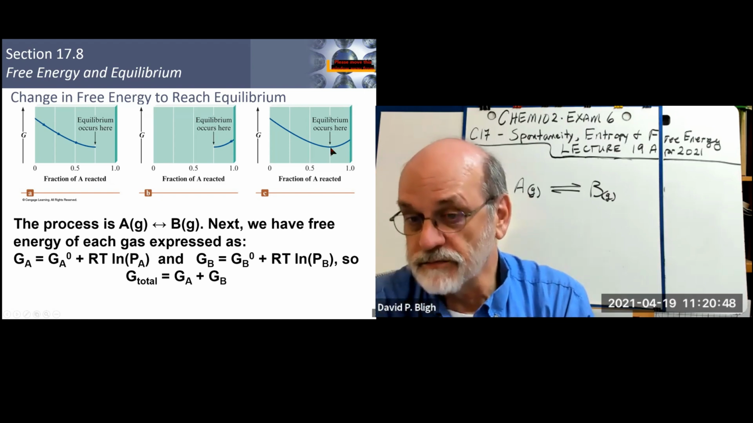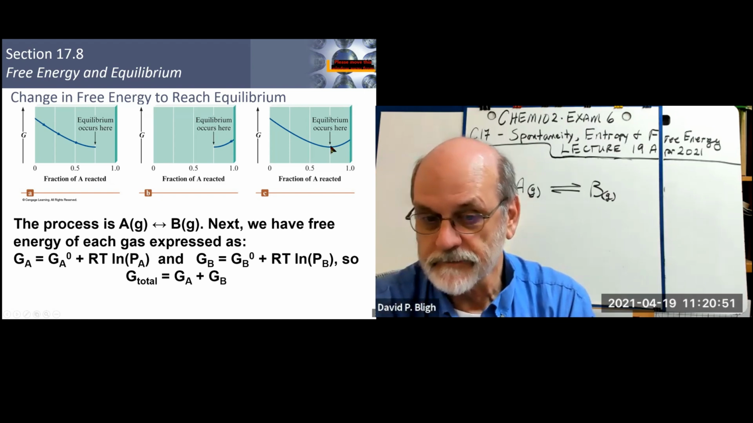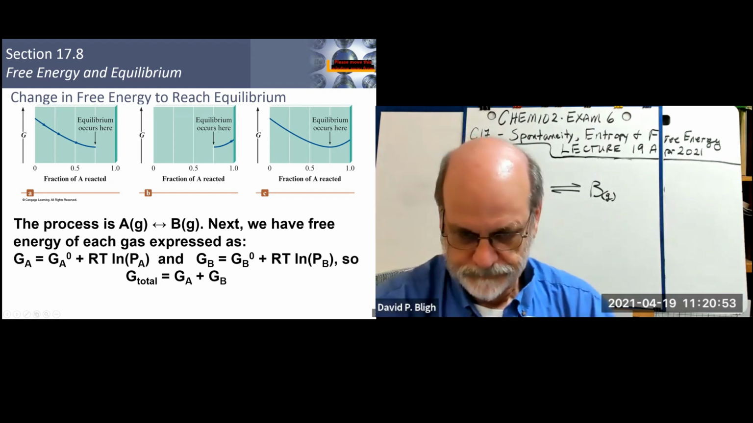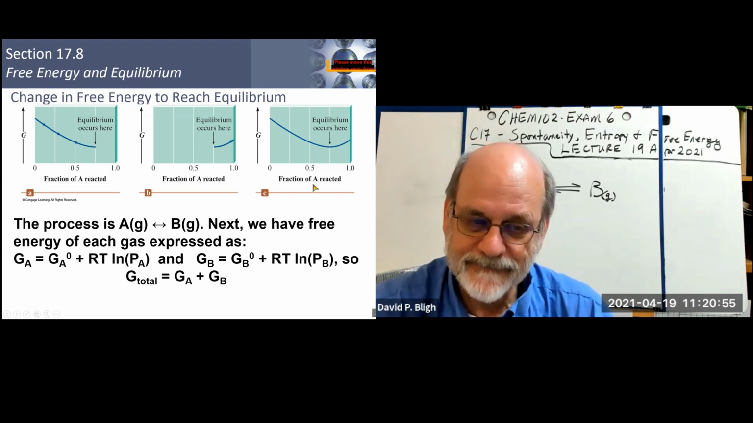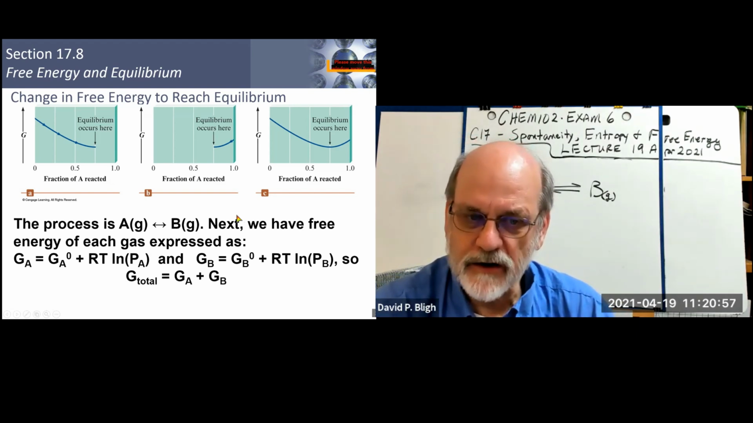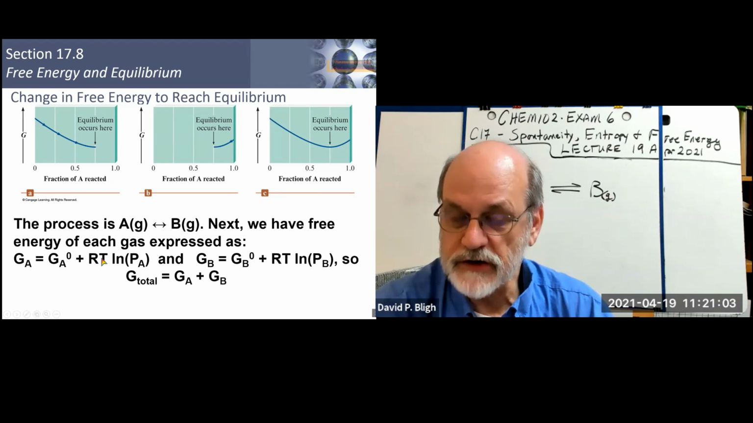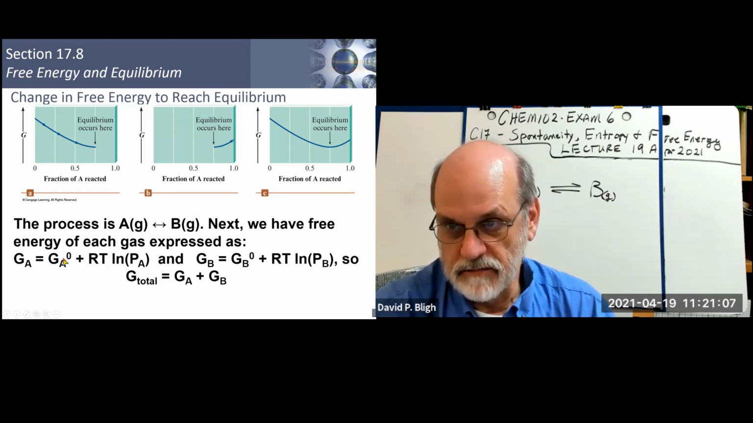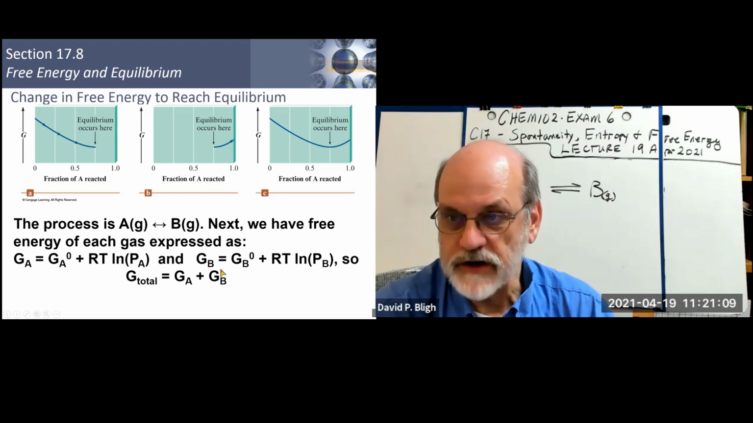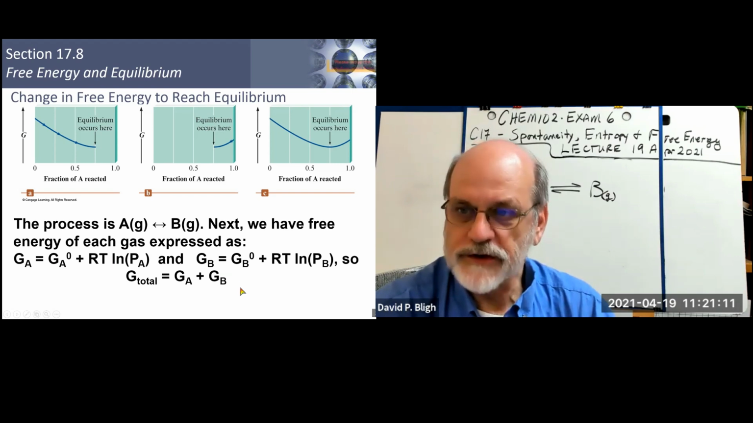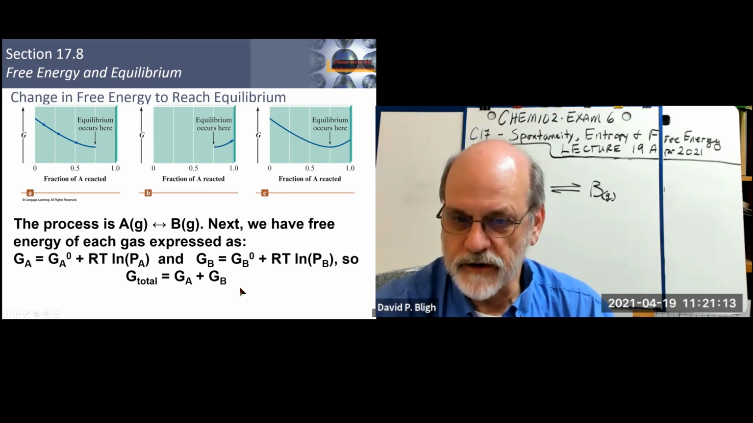In this case, it's 0.75 fraction of A. So we can calculate the free energies of each of these gases as the reaction proceeds. All we need to know is the partial pressure and the temperature. Oh, and the standard state delta G's for each one. So what's the total free energy for the reaction? Well, it's the sum of the two.